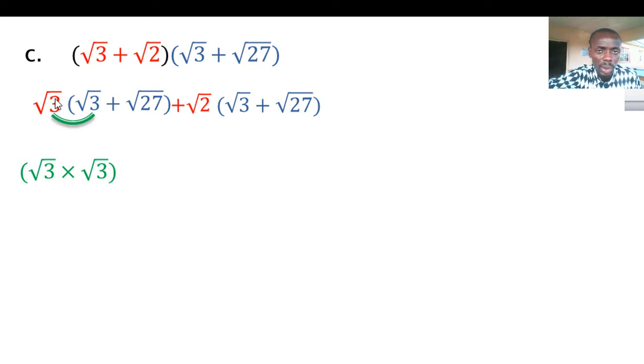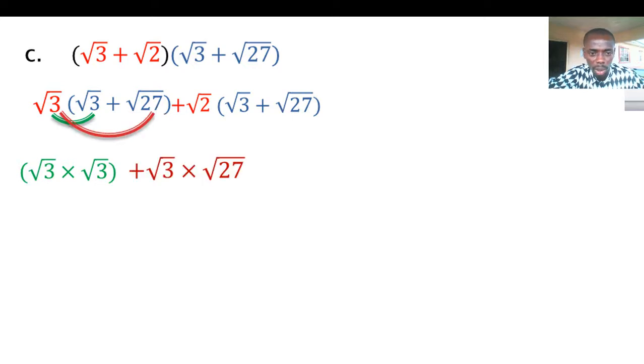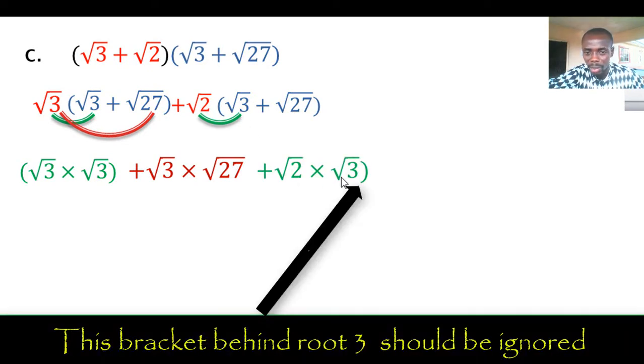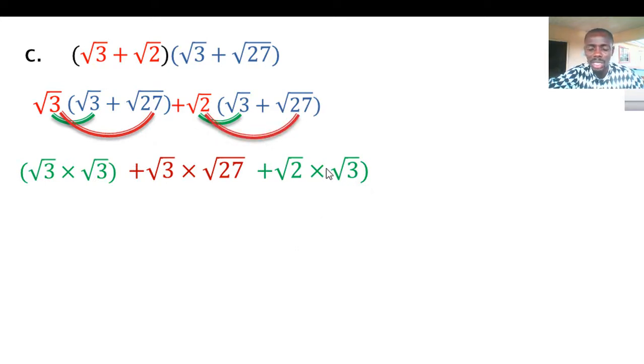Then I'm also going to be connecting root 3 and root 27. So this is plus root 3 multiplied by root 27. Okay, with that done, coming to the second bracket, I'll be simplifying plus root 2 and root 3. So that is going to be plus root 2 multiplied by root 3. Then I will also be connecting plus root 2 multiplied by root 27. I believe that is understood. It must be understood. At least with the use of the lines, it should be understood.